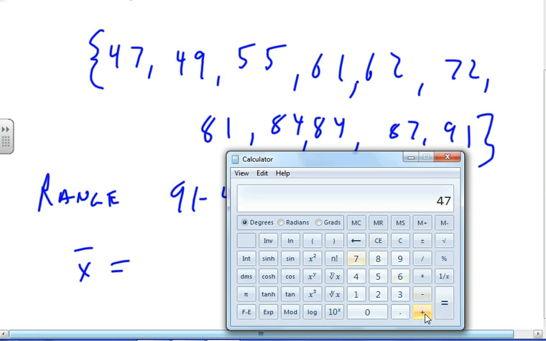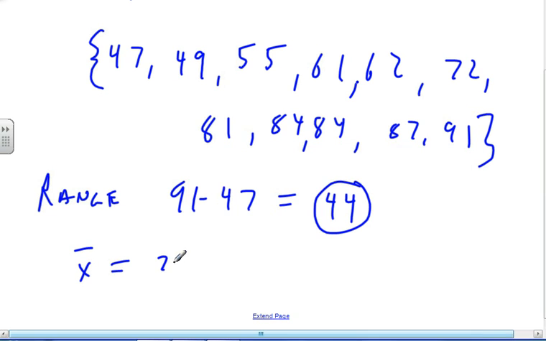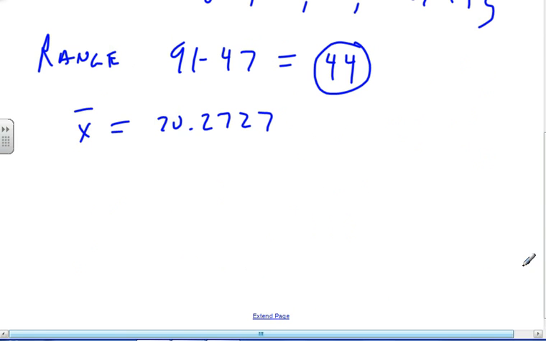Okay, 47 plus 49 plus 55 plus 61 plus 62 plus 72, 81, 84, 84, 87, 91 equals, divided by, did we say 11? 1, 2, 3, 4, 5, 6, 7, 8, 9, 10, 11. 70.27. Now, I want 3 significant digits in my answer. So I'm going to take 70.2727 and decide exactly what I'm going to do. And I don't really know yet.